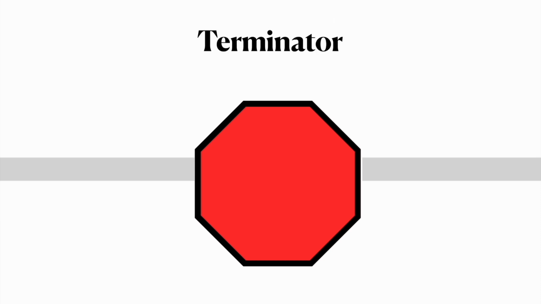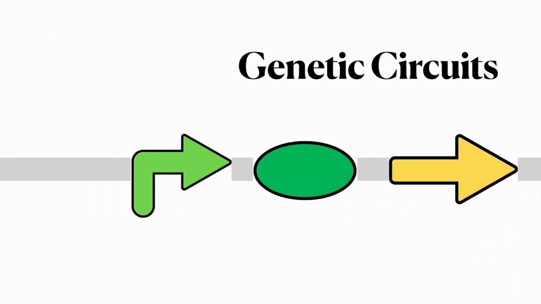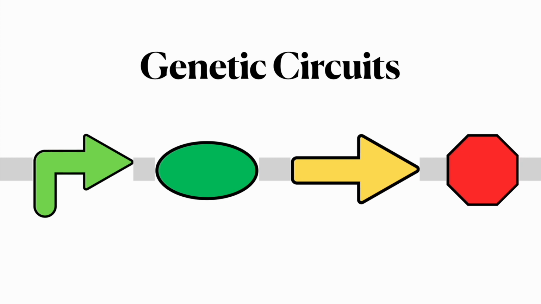A terminator sequence terminates transcription. The particular sequence of nucleotides in a terminator causes the DNA at the end of the gene to fold, which blocks further progress. To summarize, genetic circuits, which are composed of promoters, RBS, gene of interest, and terminators, are utilized to genetically engineer organisms.